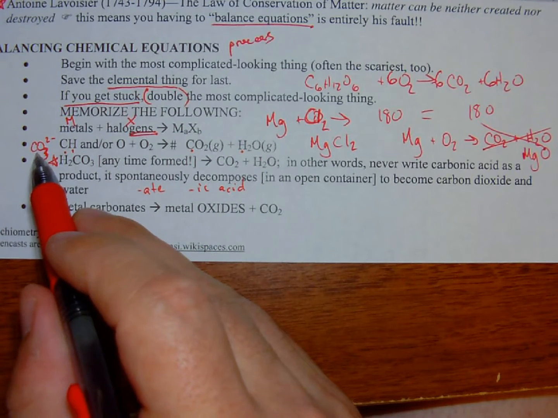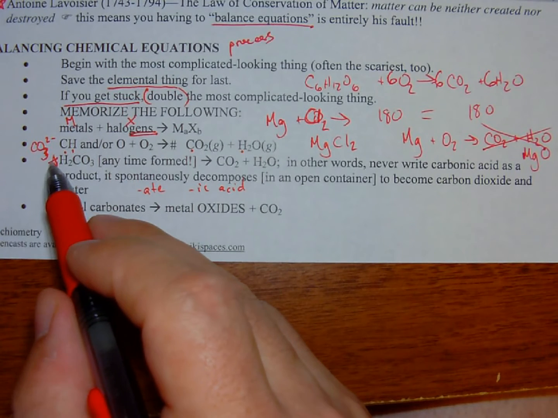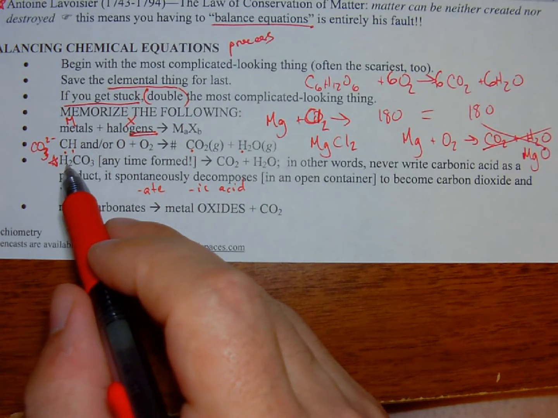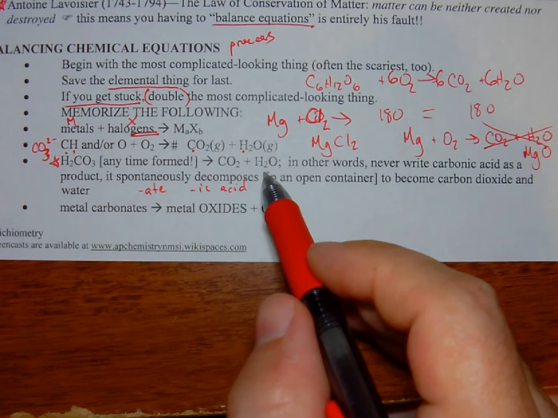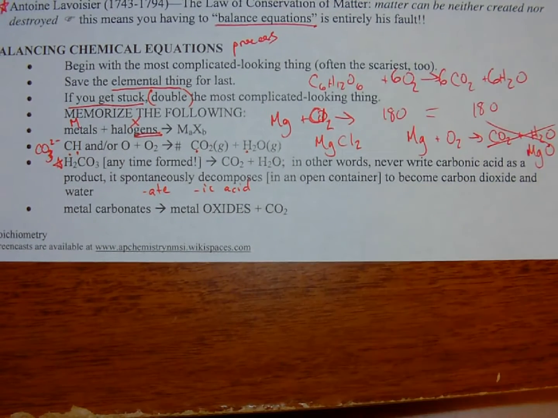One of the oxygens breaks off of the carbonate, lashes onto the two acidic hydrogens out here in front, and forms water. So in other words, never write carbonic acid as a product. Again, it spontaneously decomposes as long as it's in an open container, meaning not pressurized, to become carbon dioxide and water. This is actually the secret to soda, right?